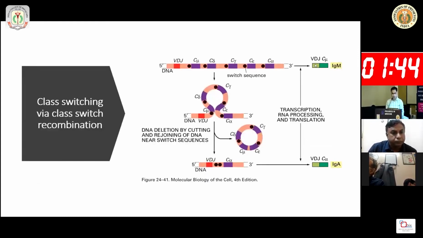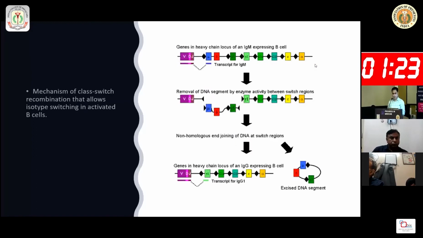Now, this is the way how class switching occurs. It actually cleaves at the switch points, and the remaining portion is joined by some enzymes and expressed in a totally different form. Usually IgM is secreted at first, and then it is switched to any other kind of molecule, such as IgA, which has been shown in this picture. This is the same picture presented in a different format. So this is a transcript for IgM, and with some enzyme, the switch sites are cleaved, and the remaining portion of the molecule is rejoined and codes for another kind of antibody, which is IgG in this picture.